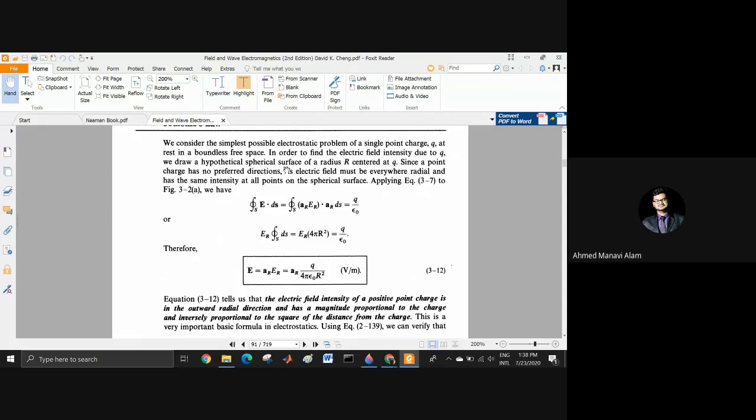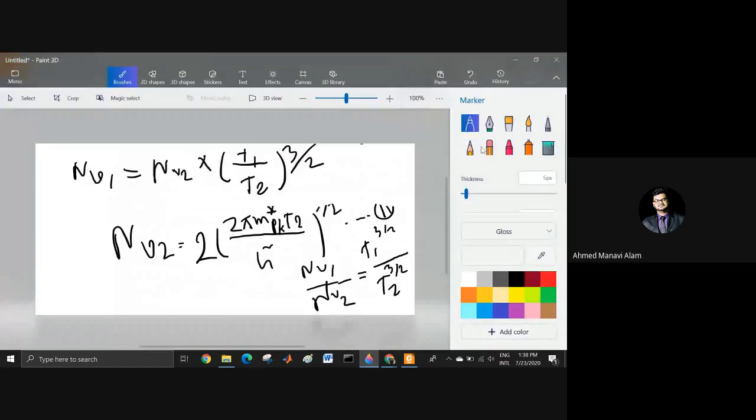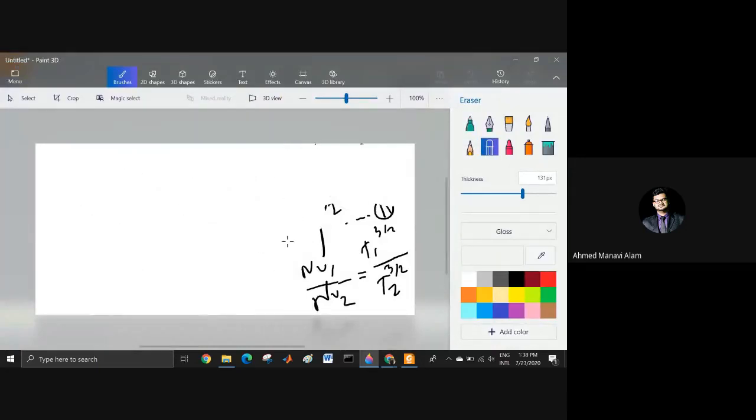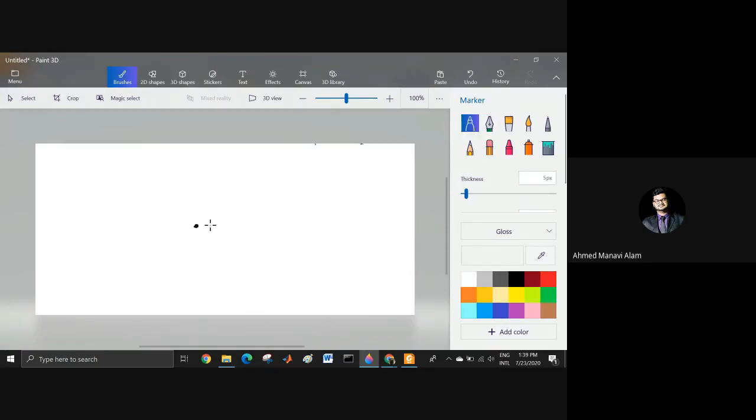We draw a hypothetical sphere surface of radius r centered at q. What does that mean? That means there is a point charge here, suppose it is q, and you have drawn a hypothetical sphere around it. Suppose there is a football, sphere shaped, and at the center of that football there is a charge q, and you want to find the electric field intensity that has been created by q.